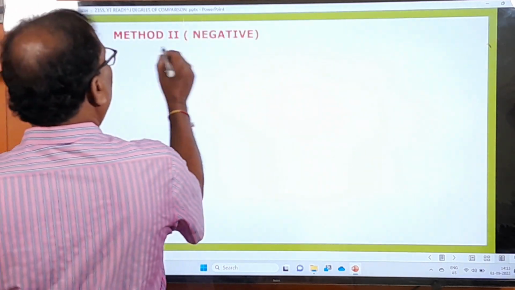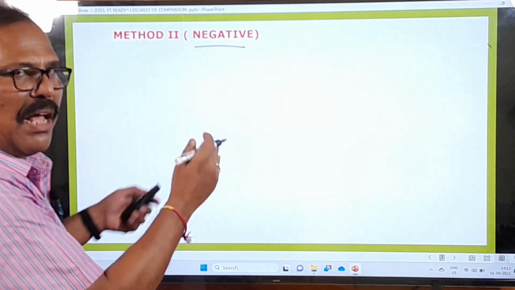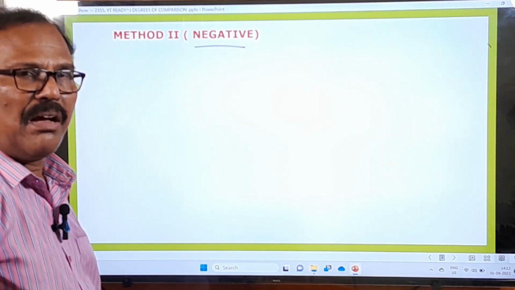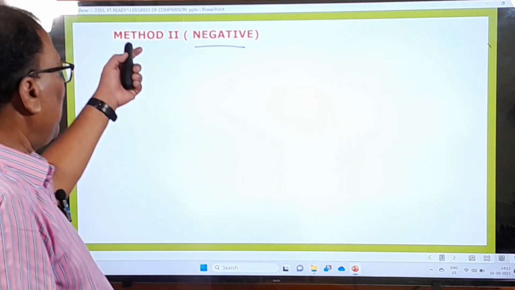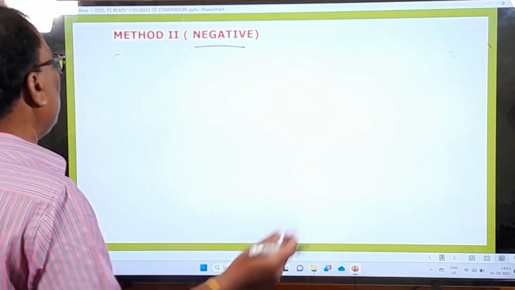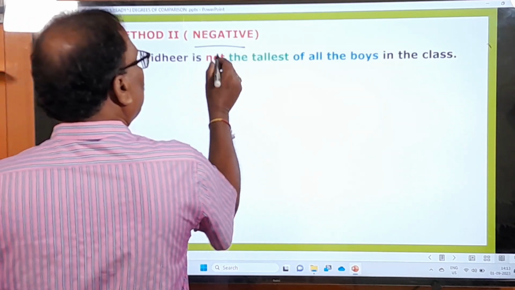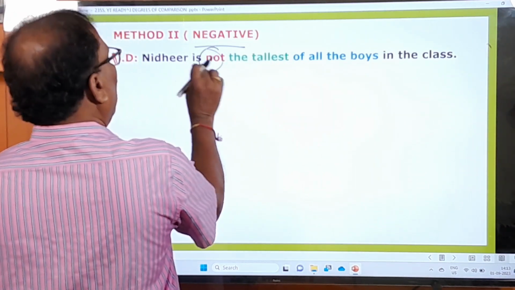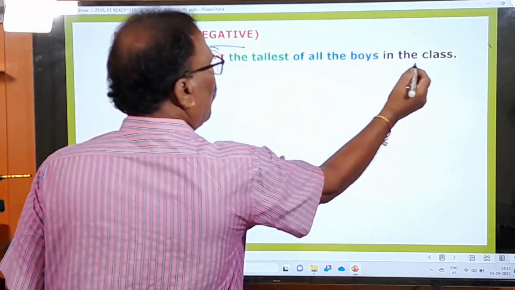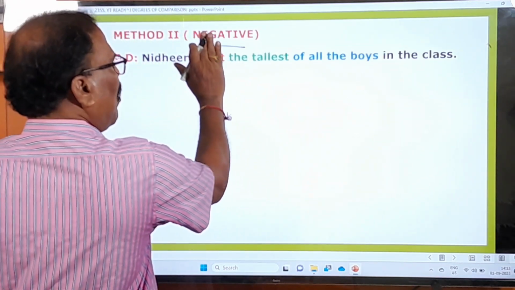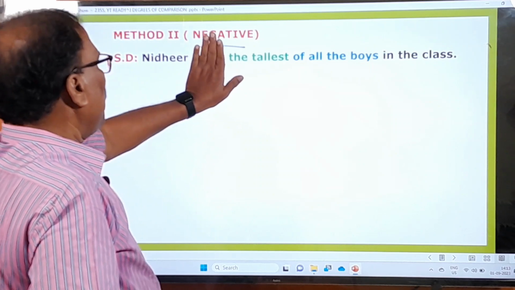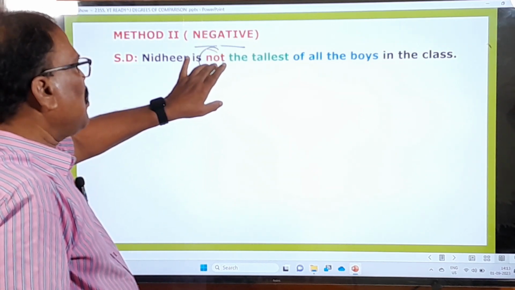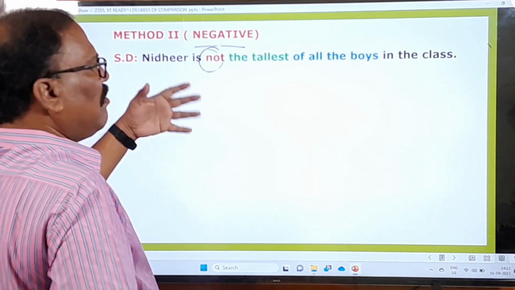And method 2, negative, is there. I'll just simply give you some idea, because I want to teach you everything comprehensively, and that's why I'm mentioning this method 2, negative. What is the negative one here? Simple. Neither is not. Negative means not. Everything is the same, but negative is there. Neither is not the tallest of all the boys in the class. Same one, I have already given this statement, but here I am using only "not", negative. When the negative word is used, the meaning will also be different.